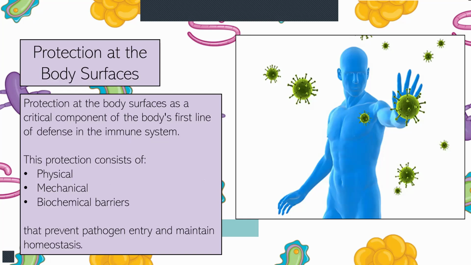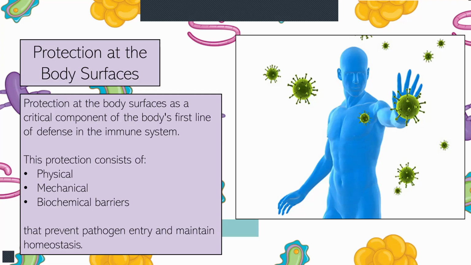Protection at the body's surfaces is a critical component of the body's first line of defense in the immune system. This protection consists of physical, mechanical, and biochemical barriers that prevent pathogen entry and maintain homeostasis. Key aspects of protection at body surfaces: with physical barriers, the skin acts as a tough, waterproof barrier preventing microbial invasion. The mucous membranes line the respiratory, gastrointestinal, and genitourinary tracts, trapping and expelling pathogens. With mechanical barriers, tight junctions between epithelial cells prevent the penetration of microorganisms. Cilia in the respiratory tract move mucus and trap debris upward to be expelled. Tears, urine, and saliva flush out potential pathogens.